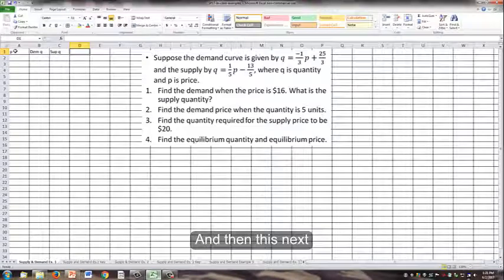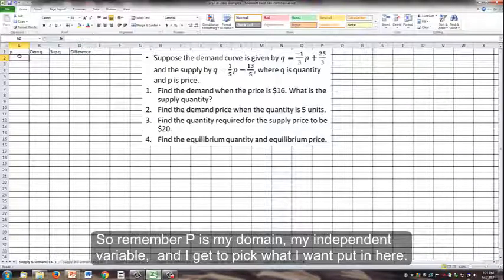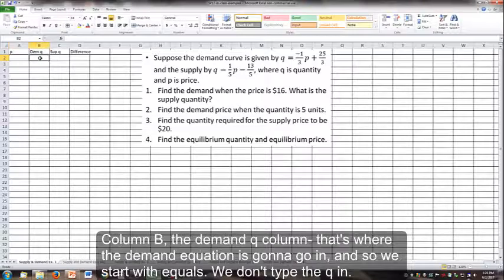And then this next D column is new. It's going to be called the difference. Okay, so remember P is my domain, my independent variables, and I get to pick what I want to put in here. My column B, demand Q column, that's where the demand equation is going to go in. And so we start with equals.